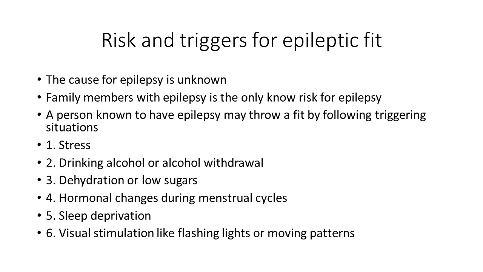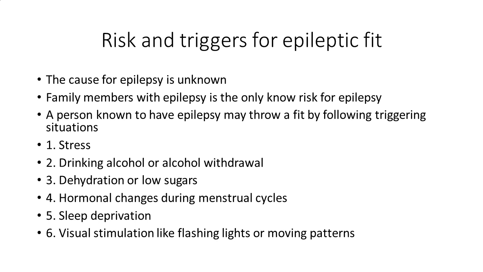The cause for epilepsy is unknown. Only known risk factor is a family member with epilepsy. A person who has got an epilepsy is likely to have a family member who was also suffering from an epilepsy. So if there is a family history of a fit, then in all probabilities the diagnosis is going to be an epilepsy. But a person known to have epilepsy may throw a fit following a triggering situation.